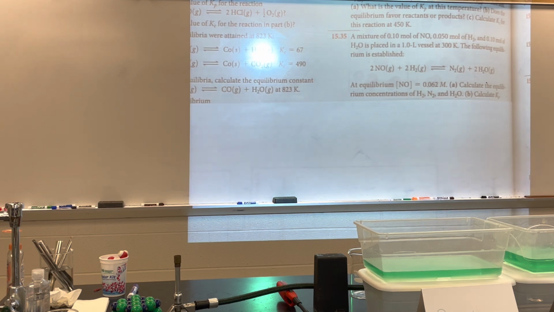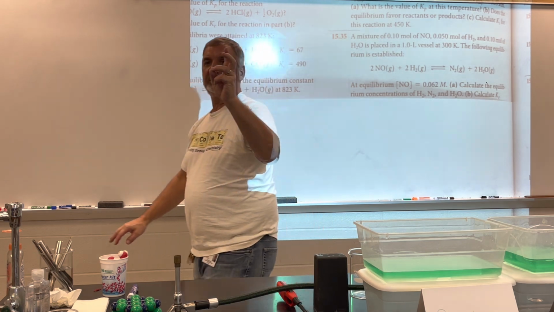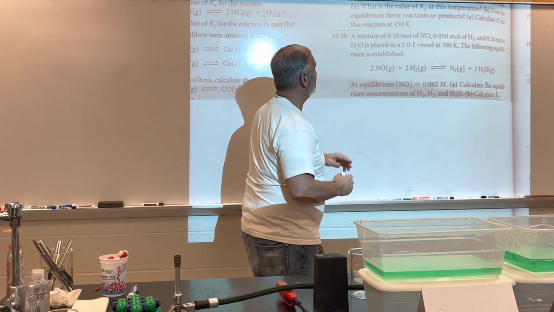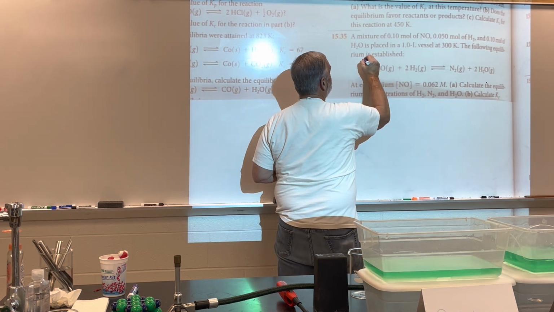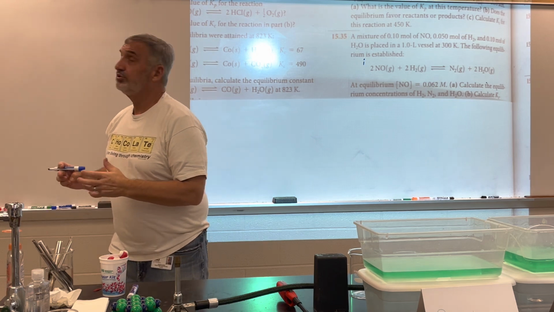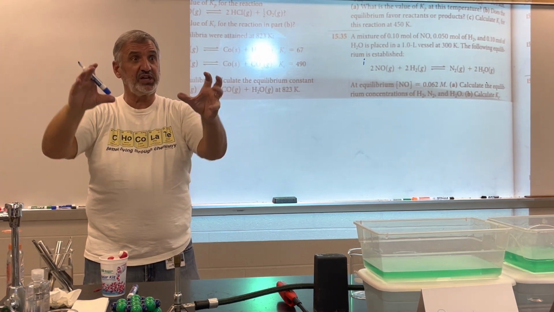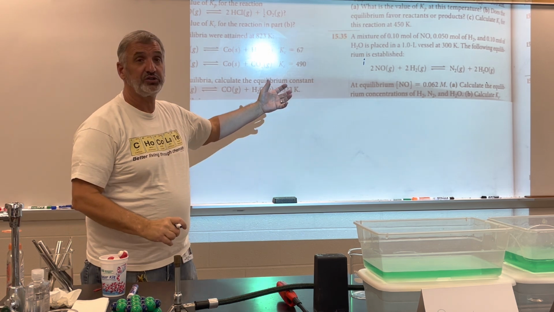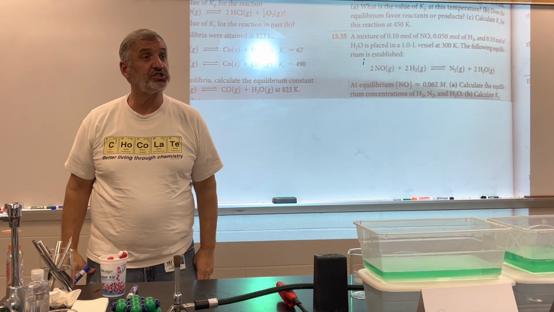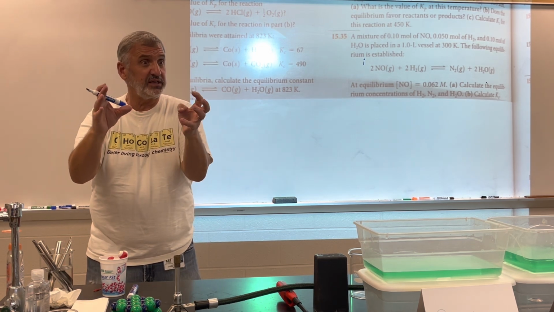So, ICE stands for initial, change, equilibrium. So we're always going to make an ICE table here. We're going to have our initial concentration. Now, most teachers do a completely separate table when setting this up and rewriting all the chemicals. I'm too lazy to do that. I just do it above the equation, around the equation, because I want to see right there what's given.